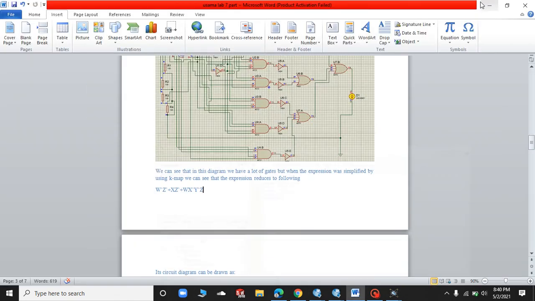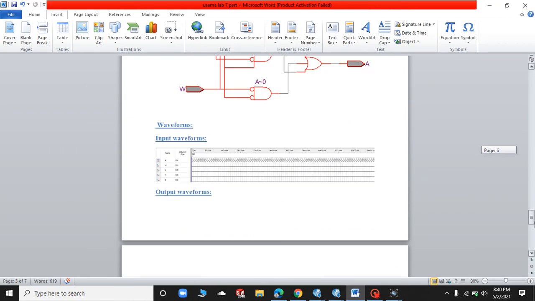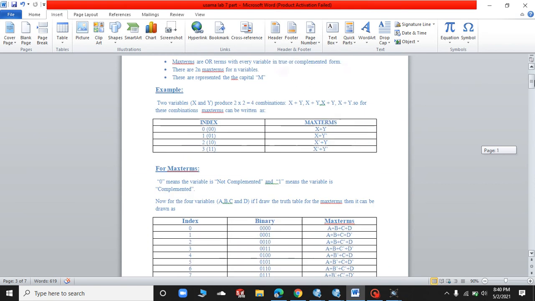So this was today's lab, and I have implemented this lab and made a lab manual of my part only.